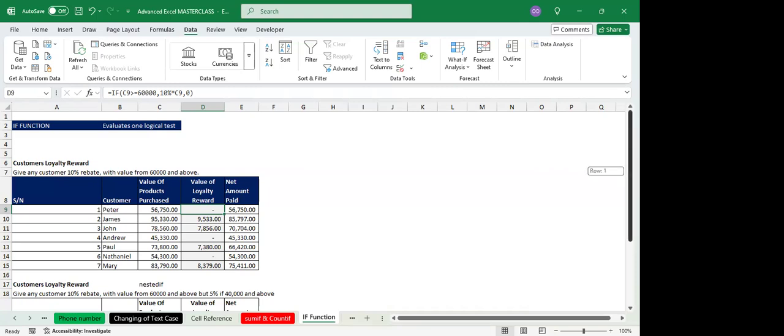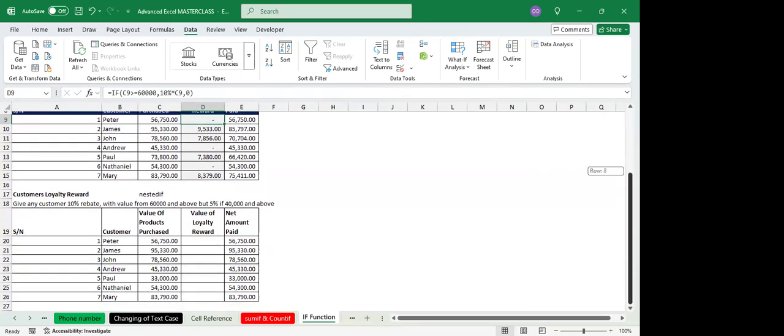Now, I'm going to do something, and then we go to this next one. It's still the same thing. Everything here is the same thing. But let's look at the scenario I've painted. Give any customer a 10% rebate with value from 60,000 and above. That is, if you buy up to 60,000 and above, give him 10%. But if you buy 40,000 and above, give him 5%.